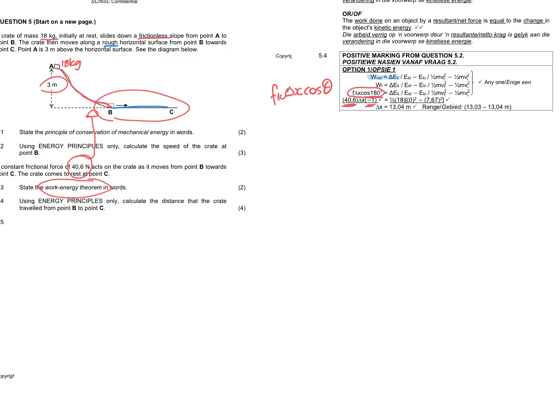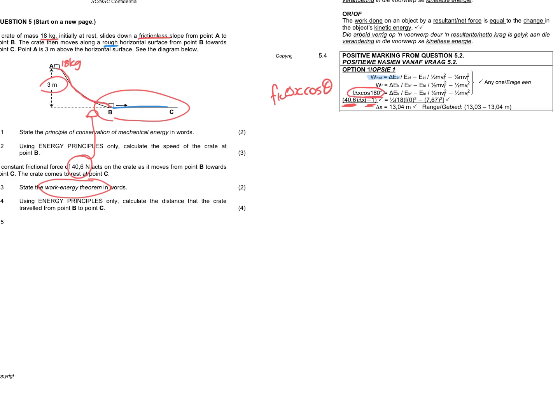Remember, for work energy power, it's cos of 180 if it's opposite directions, and it's cos of 0 if it's the same direction. Cos of 180 makes it negative, which means it's the opposite direction. And in this case, we know it is the opposite direction because it is friction. Friction is always in the opposite direction, so that kind of makes it easier. Friction will always be in the opposite direction to where you're moving. So if you're calculating friction using work formulas, it will always be cos of 180.